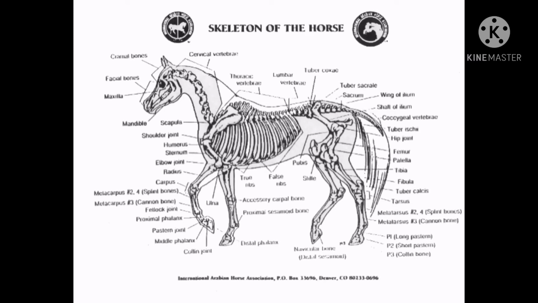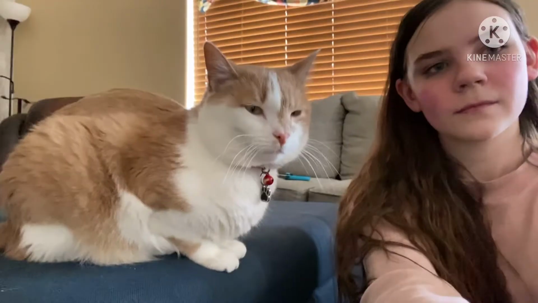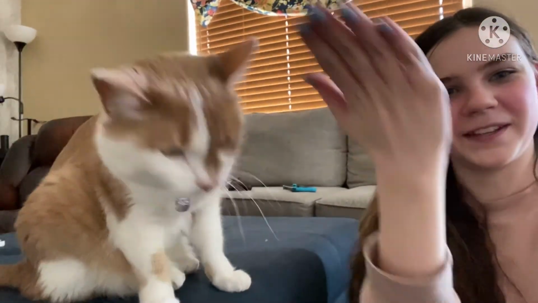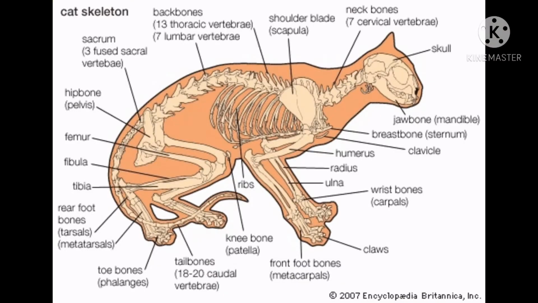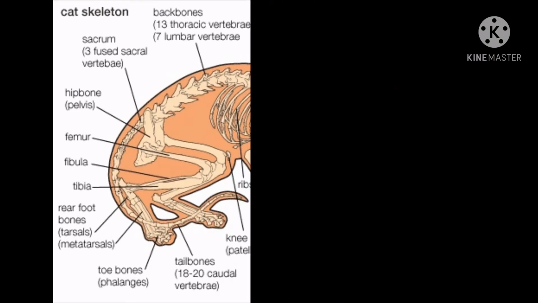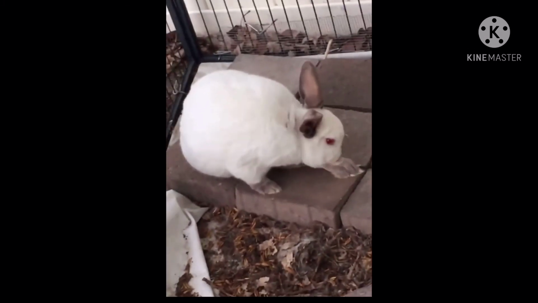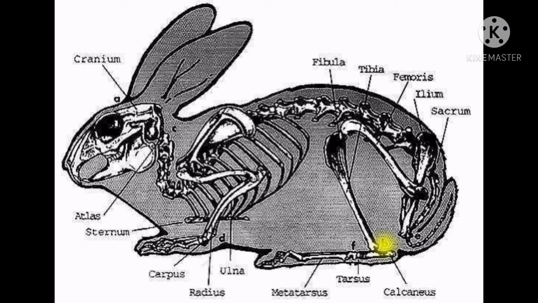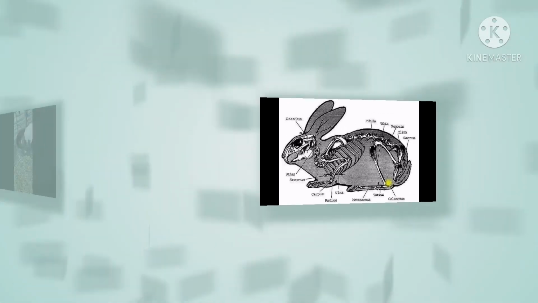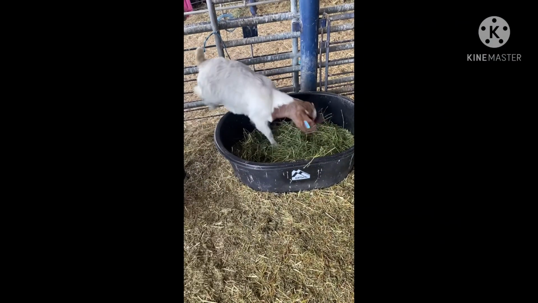This is a horse's skeletal system. The skeletal system of the horse has three major functions in the body. It protects vital organs, provides framework, and supports soft parts of the body. As you can see here with my cat, this is what his skeleton looks like. This is what a rabbit's skeletal system looks like. And this is what a goat skeleton looks like.